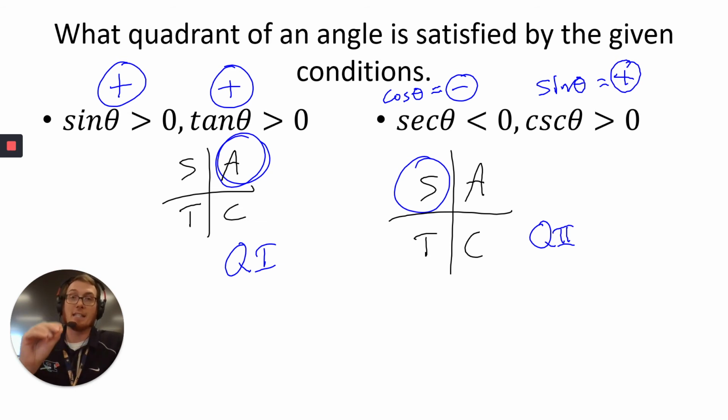So if secant is less than 0, you have to think, well, whose reciprocal is secant? And that's cosine. So if secant's less than 0, so is cosine. And that means cosine is negative. Sine then is the same as cosecant, and that means sine is positive. And the only spot that's going to happen is in quadrant 2, because in quadrant 2, sine is positive, but cosine is negative, because cosine and tangent are negative in quadrant 2 because of the x values being negative in quadrant 2.